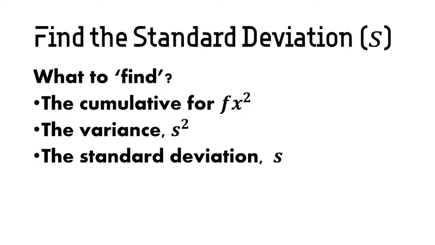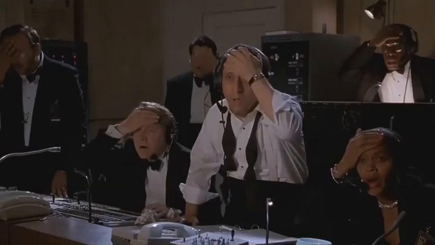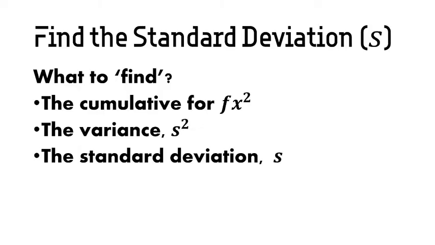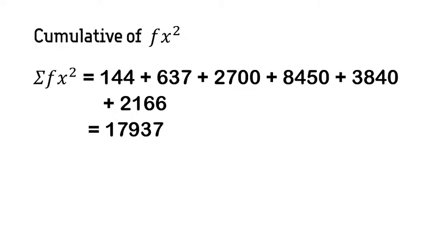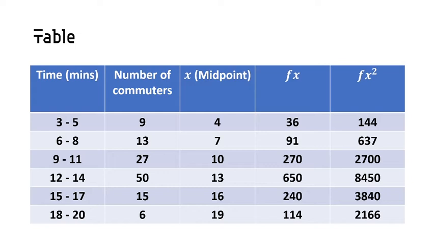Now to find the standard deviation, which is represented as an s. So what to find? We should find the cumulative for fx square. In the table, we need to find the variance first, the s square, and then we get to the standard deviation. Same procedure, cumulative of fx square, just add up all the fx squares that were listed in the table. So to find fx square, the midpoint x times by fx.